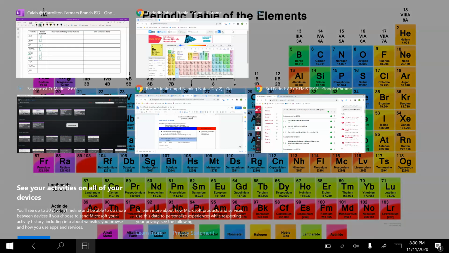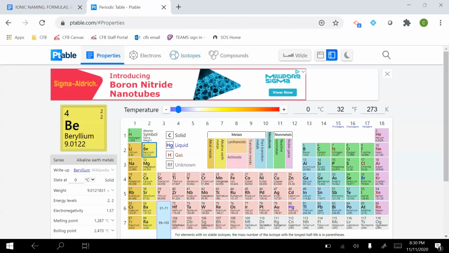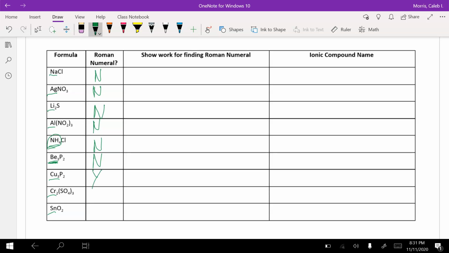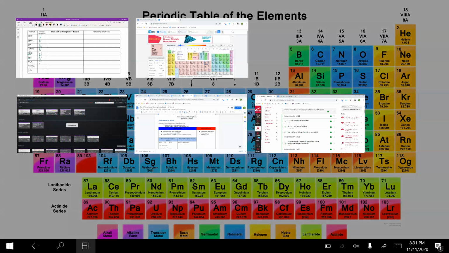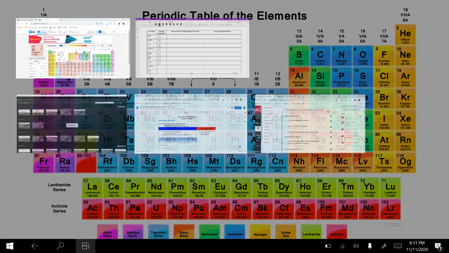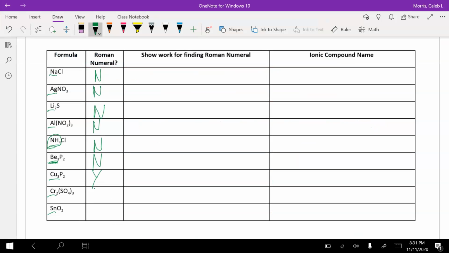Then I get to copper. All right, Cu is right there. Okay. It's not group 1, it's not group 2. It's not silver, zinc, or aluminum. It's right close to those, but it's not one of those three. So yes, copper needs a Roman numeral. So I'm going to put yes for copper. And then I have chromium, Cr. Let's find Cr. Right there. Okay. It's in the D block. It's not one of them that I know the charge of. So yes, I need a Roman numeral for that one.